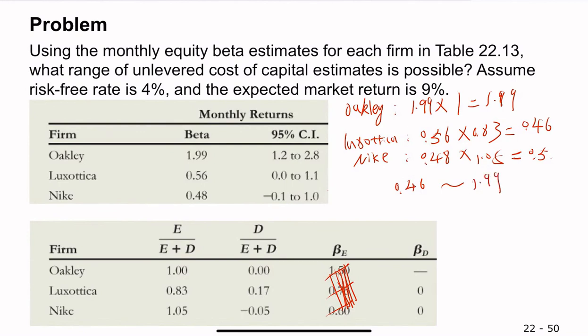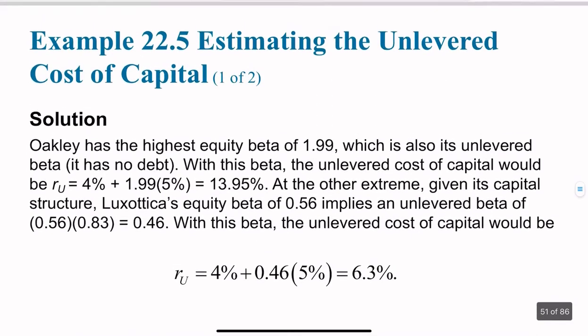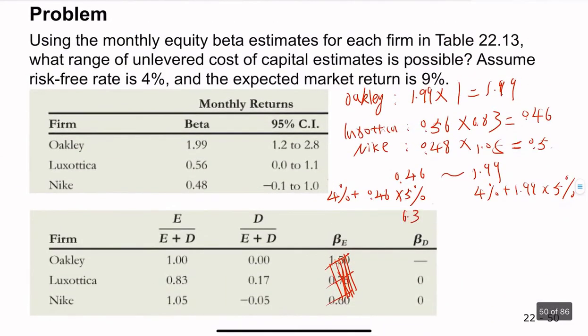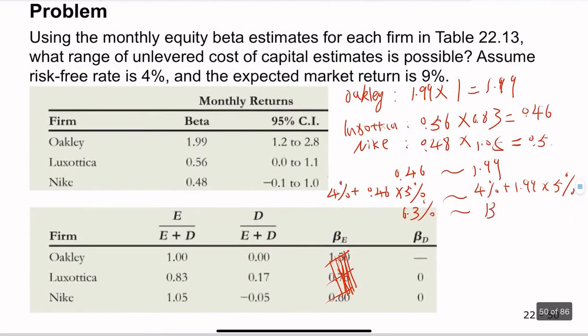0.46 to 1.99. So this implies the estimation of the unlevered cost of capital to be given by 4% risk-free rate plus beta times 5% market risk premium. And then on the right-hand side, we get 4% plus 1.99 times 5% market risk premium. So this will give us a range of 6.3% to 13.95%.